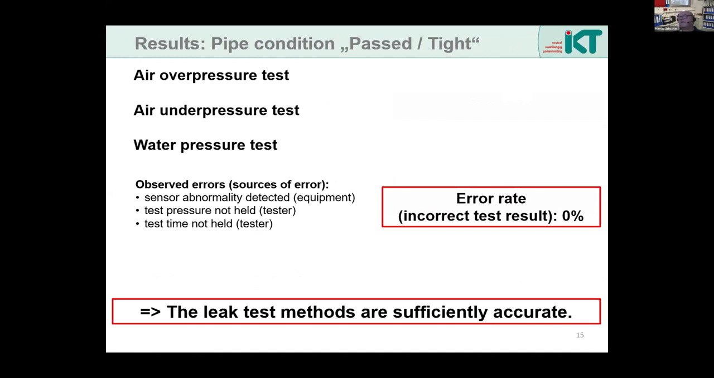When we have a look at the tight pipes, we can see that also the error rate was 0%. We have the same errors, but nevertheless the errors were there. But the result of the test was okay. So we can say the leak test methods are sufficiently accurate for the laboratory tests. This is very important. At the end, we'll see that it's not so in the praxis tests.